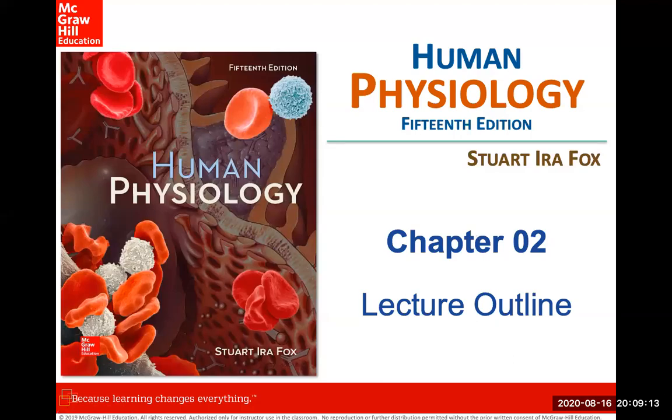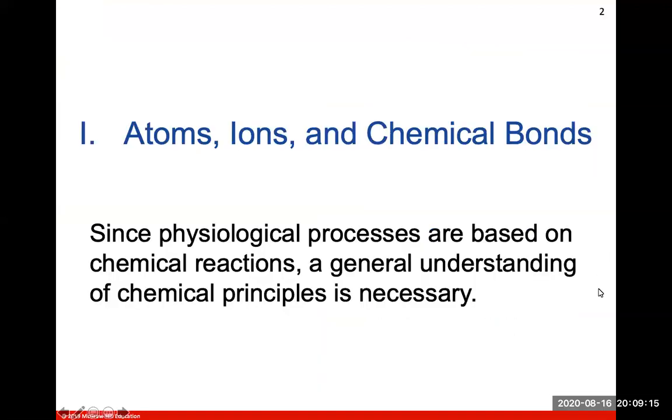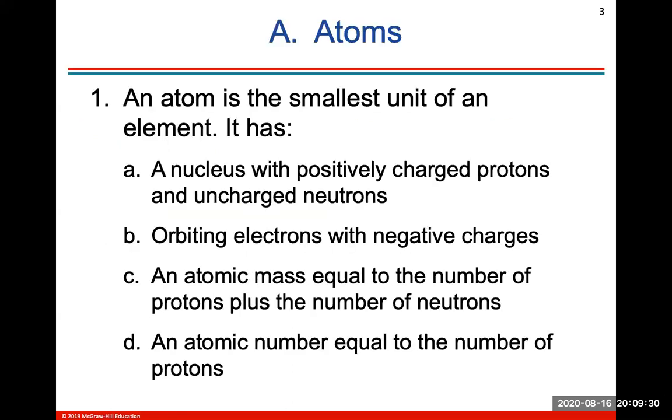So here we are in chapter 2, which is a review of chemistry, which is something you guys are all probably excited about. Since physiological processes are based on chemical reactions, it's important to have a general understanding of chemical principles. So we'll look at atoms, ions, chemical bonds, and we'll finish up with DNA. And again, this lecture, normally I would probably spend 2 to 3 hours on in class, but since no one is going to want to watch a video that long, this will be a shortened version of that.